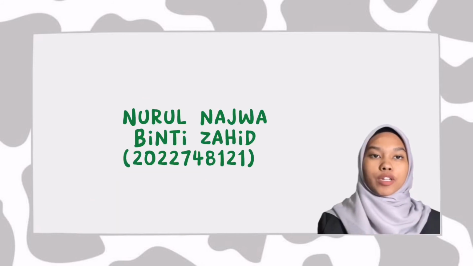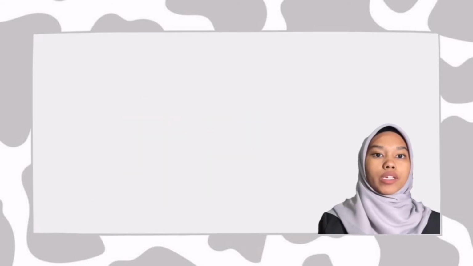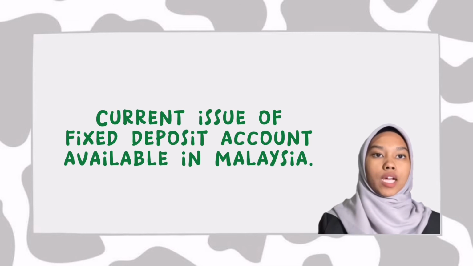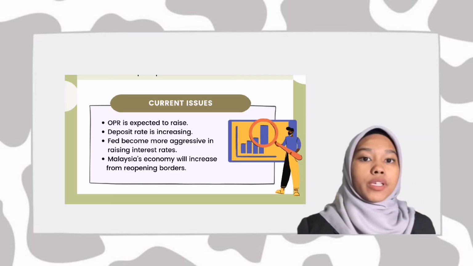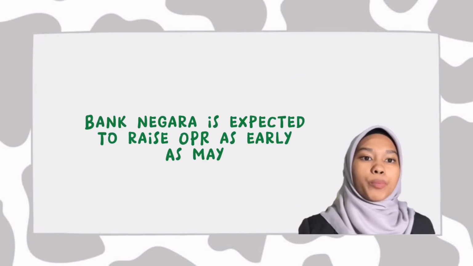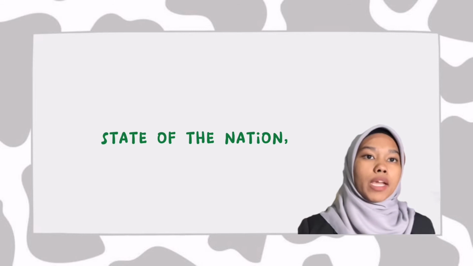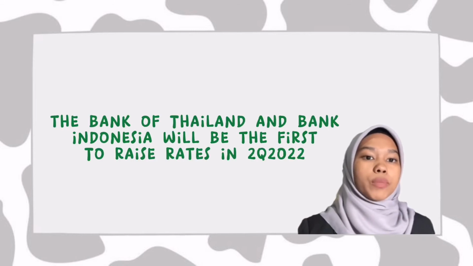Assalamualaikum, my name is NURUL binti ZAHID and I will continue on the current issue of fixed deposit account available in Malaysia. So the first point is OPR is expected to raise. Bank Negara is expected to raise OPR as early as May according to the State of the Nation. The Bank of Thailand and Bank Indonesia will be the first to raise rate in 2Q 2020, followed by the Bank Negara Malaysia and the Central Bank of Philippines.